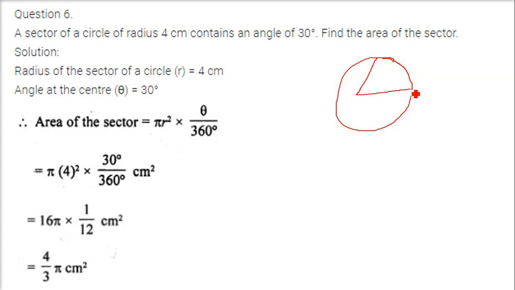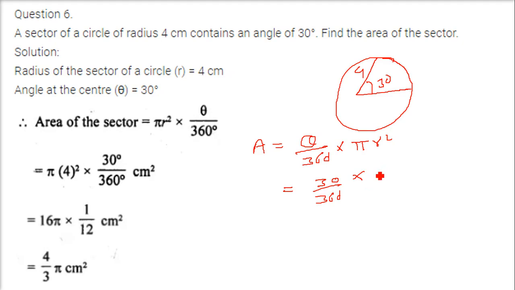So again, we have a sector, same thing, radius is 4, angle is 30 degree. We have to find out the area of this sector. Now the formula will change. Let me tell you the formula. The area of the sector is theta by 360 into pi r square. So theta is 30 here, by 360 into pi, we'll find it in terms of pi, into r square. R is 4, so 4 into 4. If you solve this, you get 4 by 3 pi.